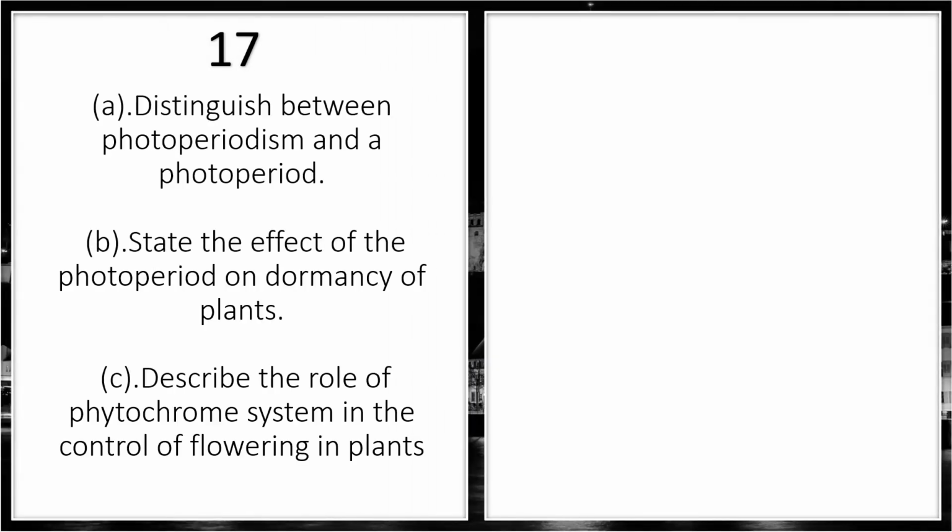Number 17. Part A. Distinguish between photoperiodism and photoperiod. Part B. State the effect of photoperiod on the dormancy of plants. Part C. Describe the role of the phytochrome system in the control of flowering in plants.